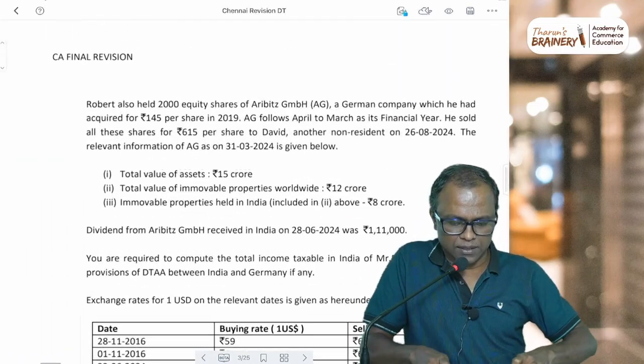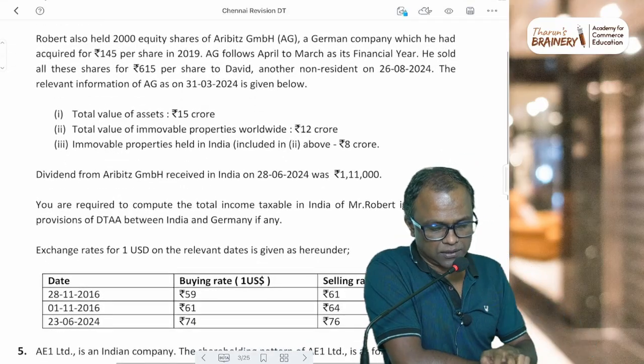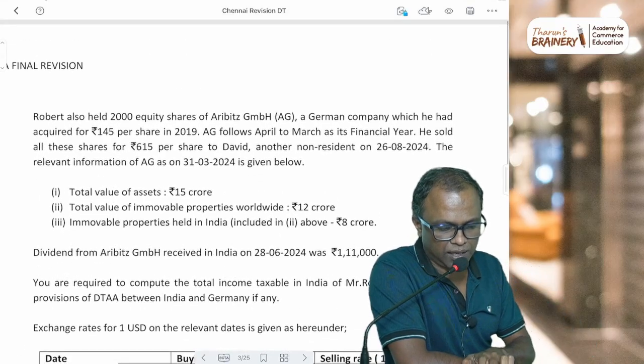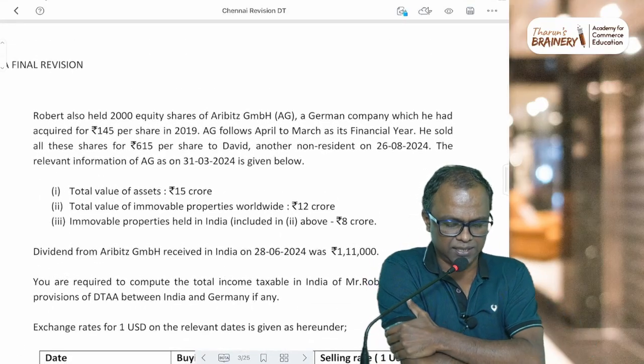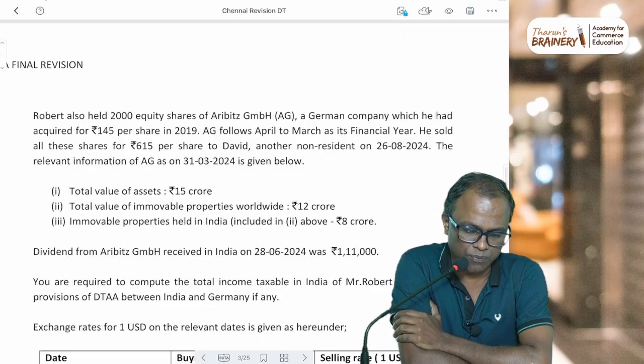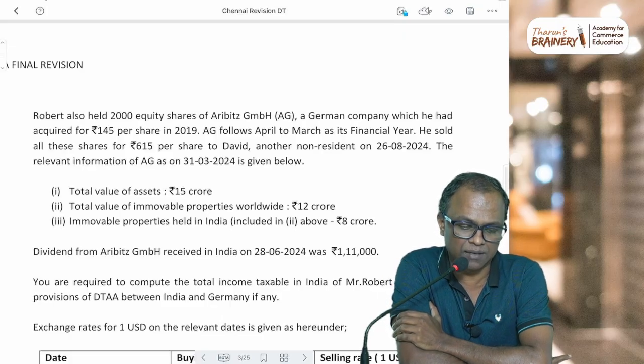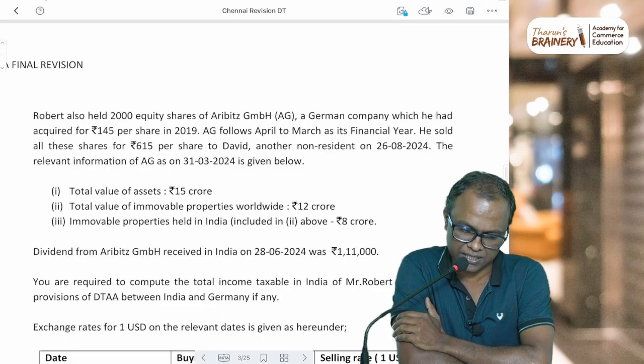And here, the next point, Robert also held 2000 equity shares of Airbits GmbH AG. This is the indirect transfer provision, the second paragraph. First paragraph is Indian company share, second paragraph is foreign company shares.